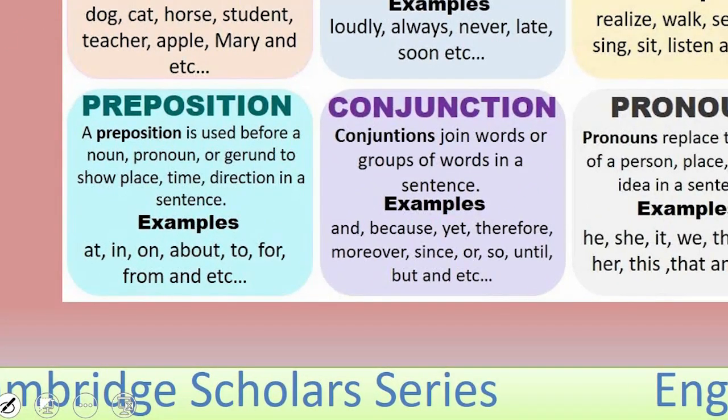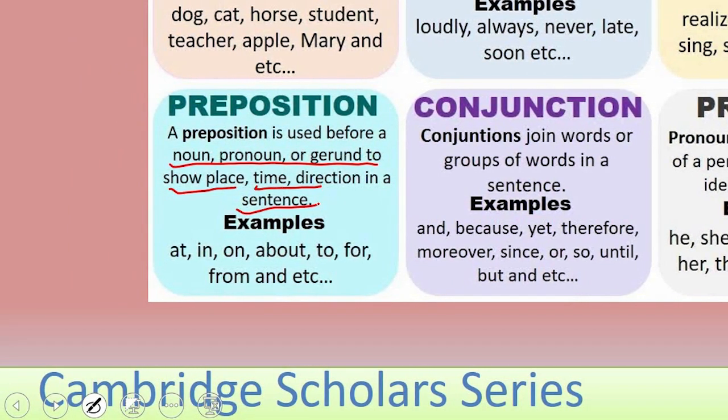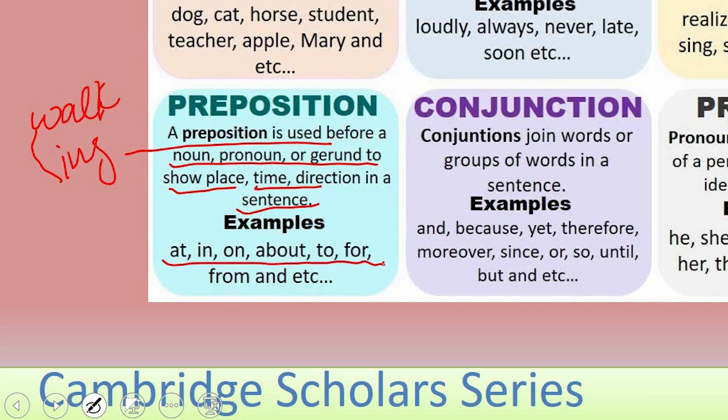Now look at the preposition. A preposition is used before a noun, pronoun or gerund to show place, time, direction in a sentence. Gerunds mean ing form. When we add ing form to a verb like walk or walking. So, it shows the direction of things, to show place, time in a sentence. Look at the example: at, in, on, about, to, for, from, etc.